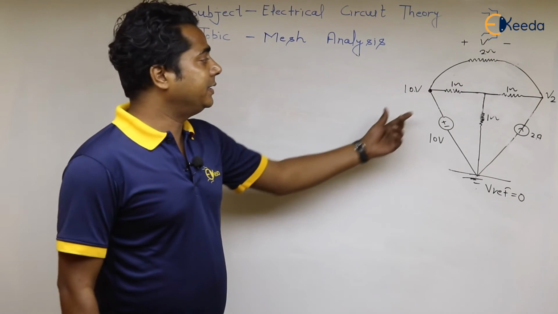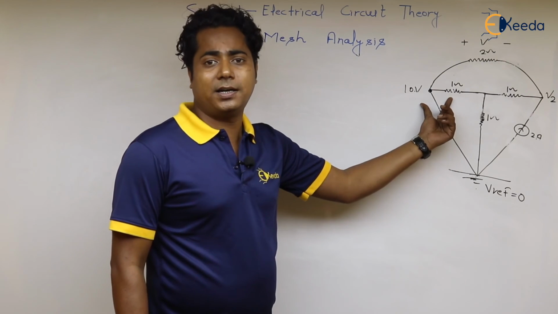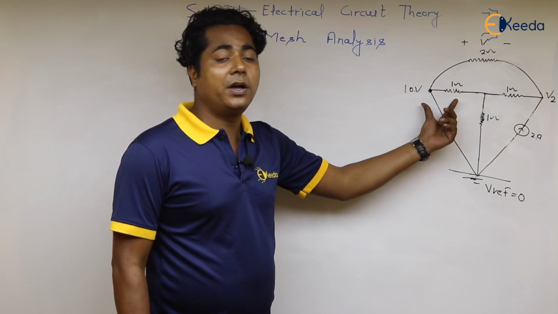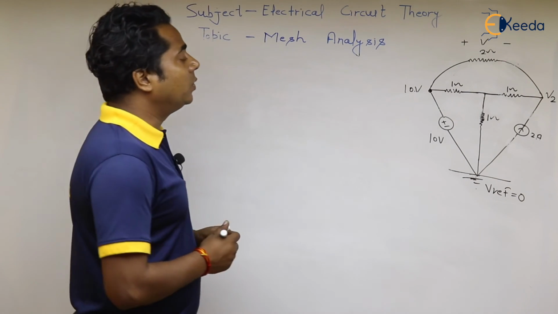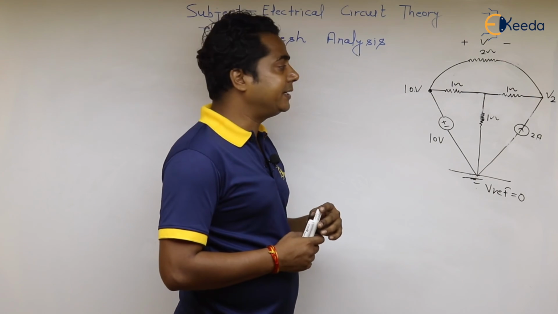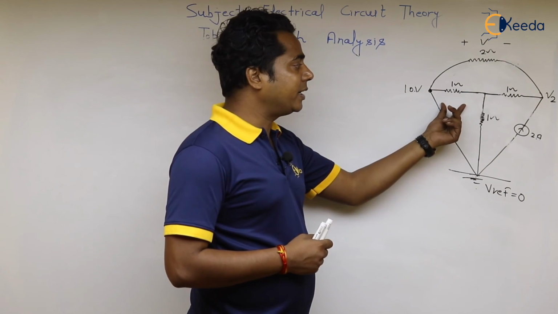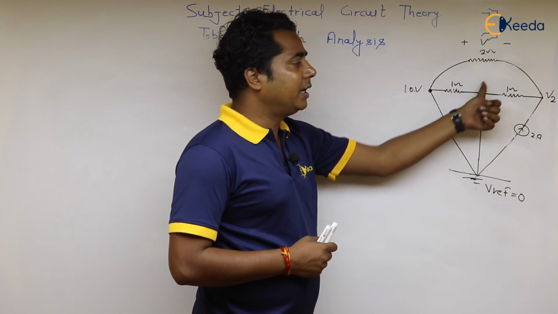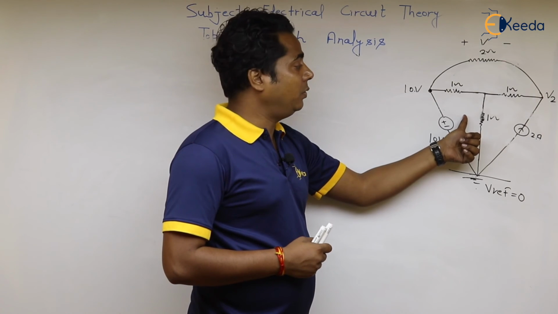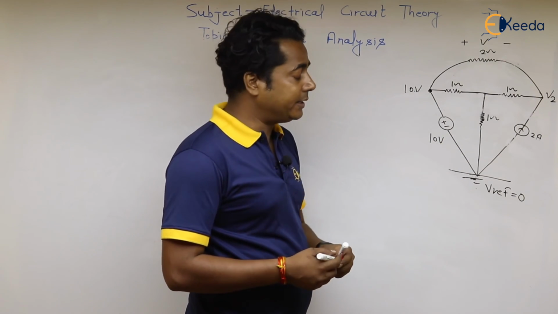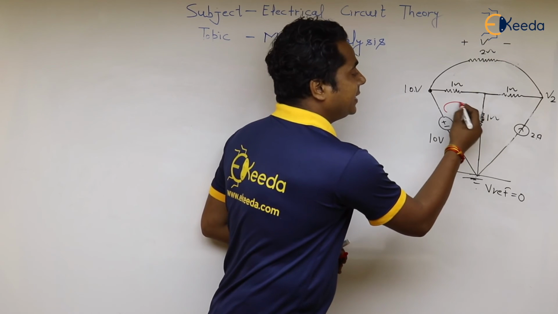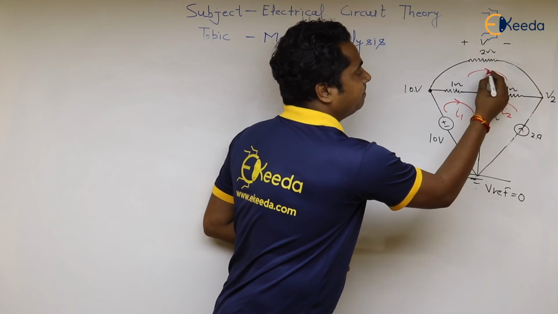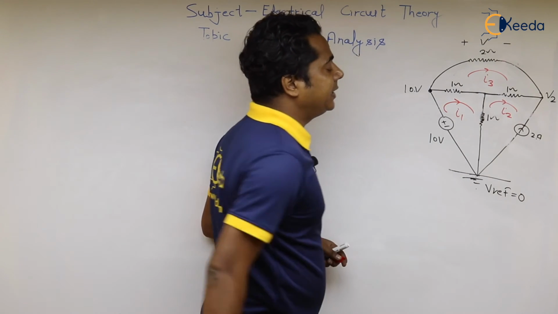We have discussed this question with the help of nodal analysis. Now we are going to discuss this question with the help of mesh analysis. The procedure is, the first step is to find out the total number of meshes in the given circuit. There are 3 meshes in the given circuit. Now the next step is to assign the current direction. I am assigning this as I1, this as I2 and this as I3.